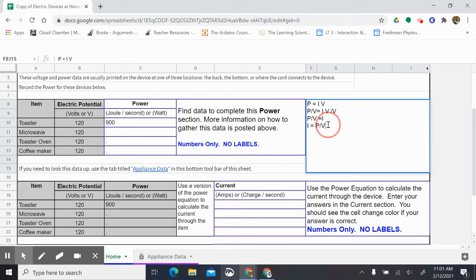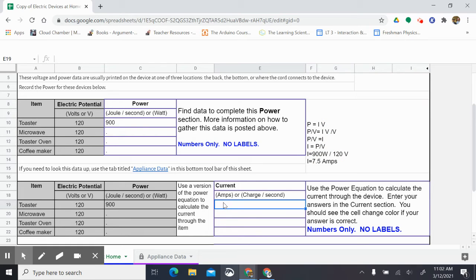So these first rows are really just me getting current on its own. And now that I have current on its own, I'm just going to plug in these values: 900 watts, or 900 joules per second, divided by 120 volts. If I punch that into my calculator, 900 divided by 120, I get current equals 7.5, and it turns out that that's amps. But when I put my answer in here, it needs to be with just numbers, no letters.